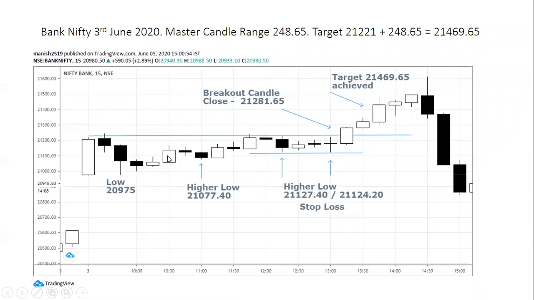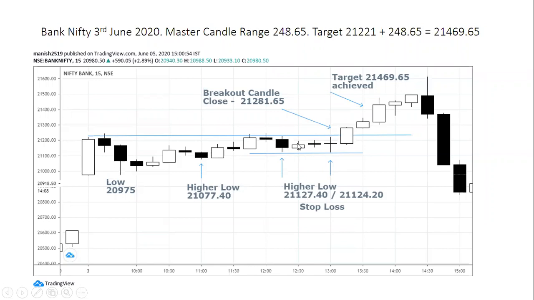From here, you can see price went up. Again, it came down. Low this time is 21,077. Now this will be termed as higher low. See, this value is more than previous low. So this will be termed as higher low. From here, again, you can see price went up, came down. Now this time, the new higher low, you can see it is 21,127.